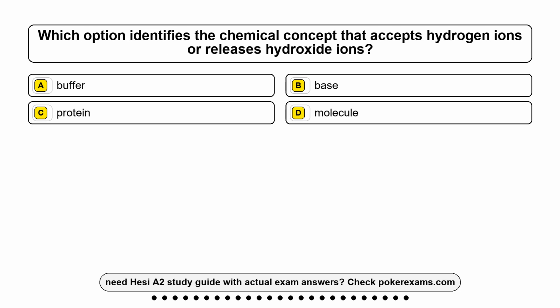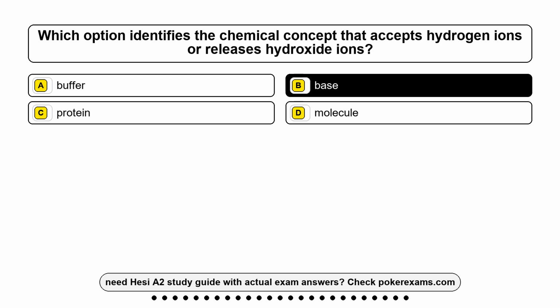Question 7. Which option identifies the chemical concept that accepts hydrogen ions or releases hydroxide ions? Option A, buffer. Option B, base. Option C, protein. Option D, molecule. The correct answer is option B, base.